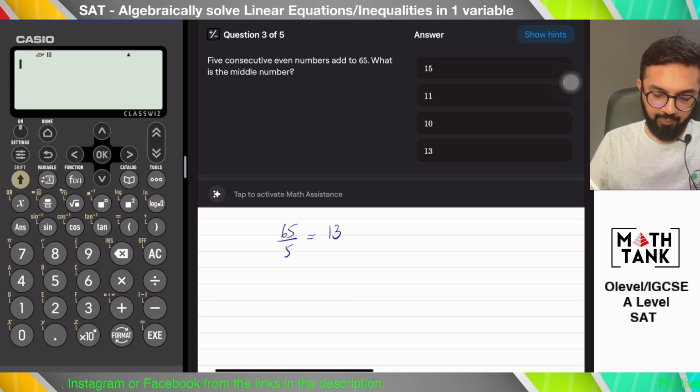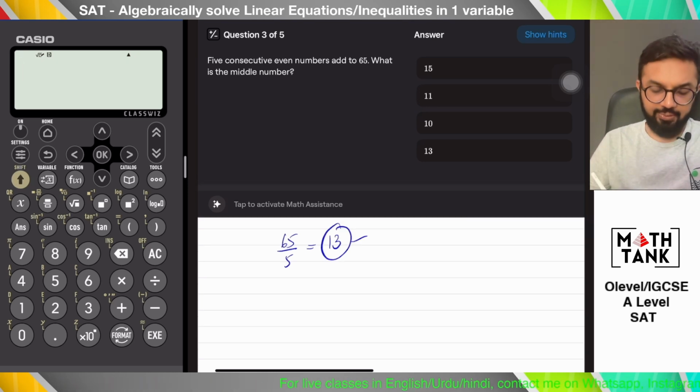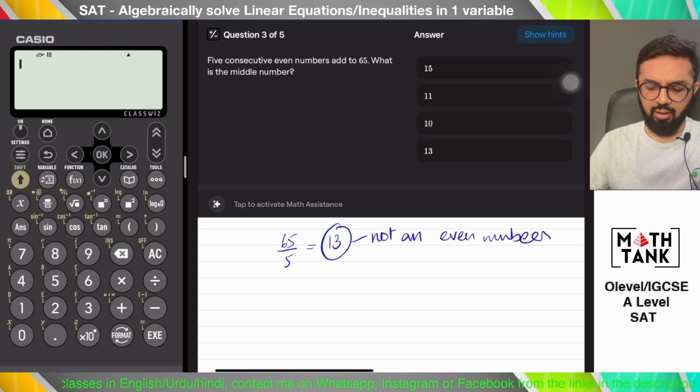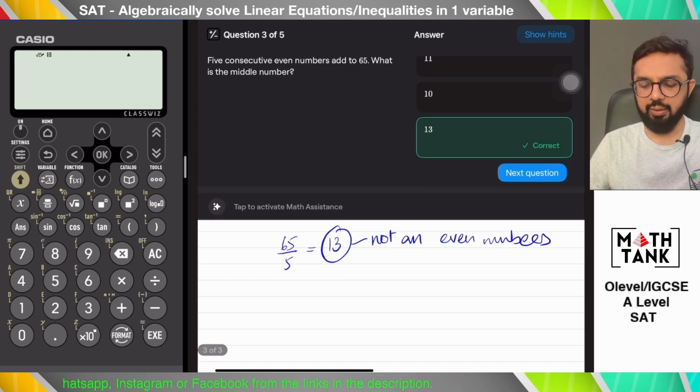That can't be true. 5 consecutive even numbers add to 65. 5 times 13. I think this question has an error because 13 is not an even number. So it should either say odd numbers or something like that. So although I'm marking 13, that shouldn't be the correct answer. This is a different idea. I'll probably cover it in another video.